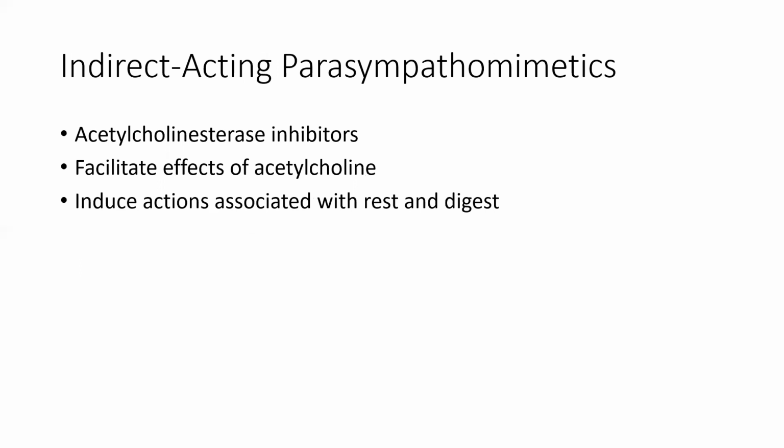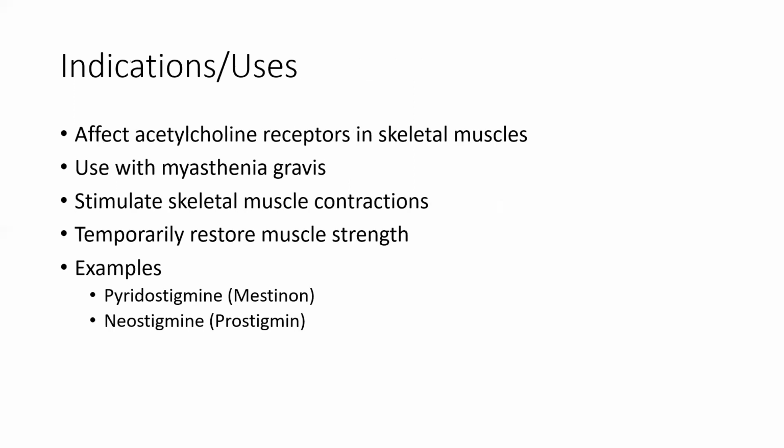Indirectly acting are always acetylcholinesterase inhibitors. They facilitate the effects of the acetylcholine neurotransmitter and induce the actions associated with rest and digest. What are they used for? They affect the acetylcholine receptors in skeletal muscles. They're used with myasthenia gravis disease. This is a muscular disease. They stimulate skeletal muscle contractions and temporarily restore the muscle strength. Examples of the drugs are pyridostigmine, brand name Mestinon, and neostigmine, brand name Prostigmin.